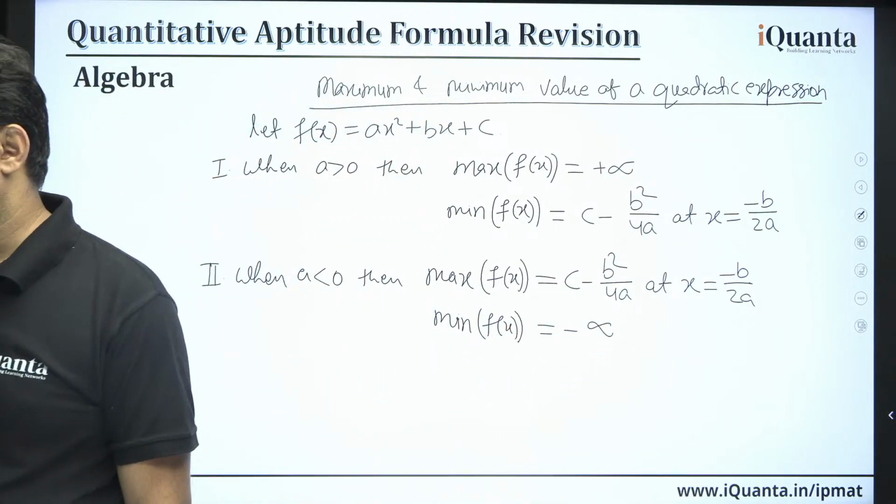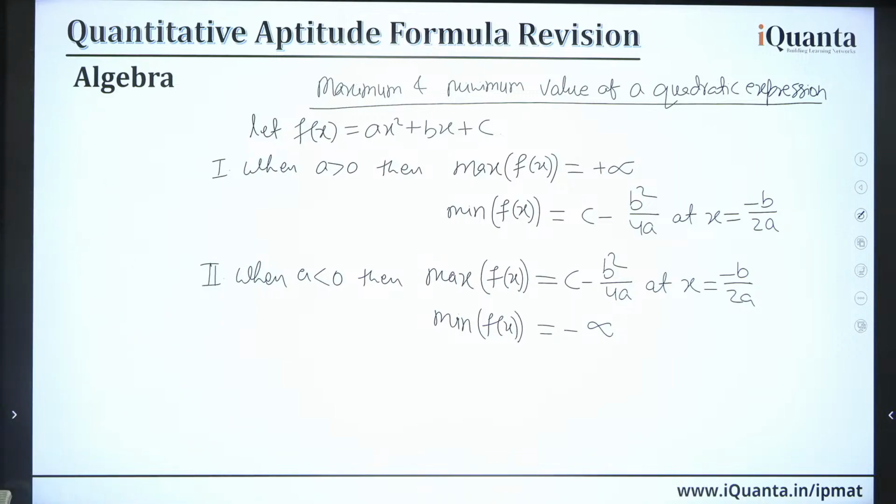Okay, in case a greater than 0, we will have maximum value plus infinity and minimum value will be c minus b square by 4a. In case of a less than 0, we will have maximum value of f(x) as c minus b square upon 4a and minimum will be minus infinity. Okay.